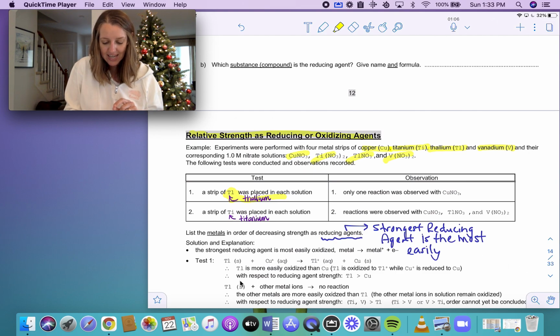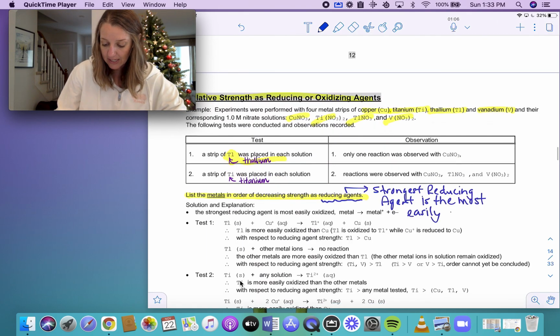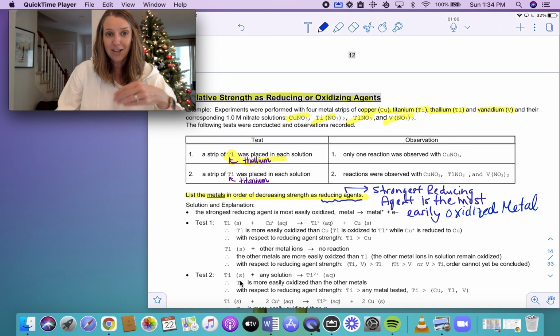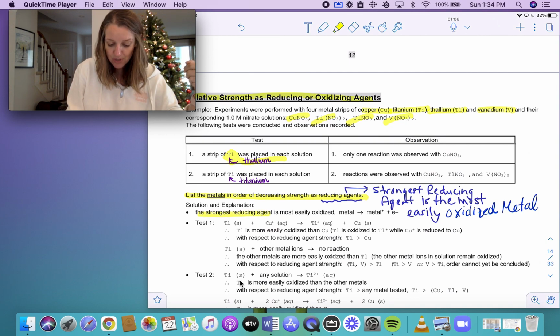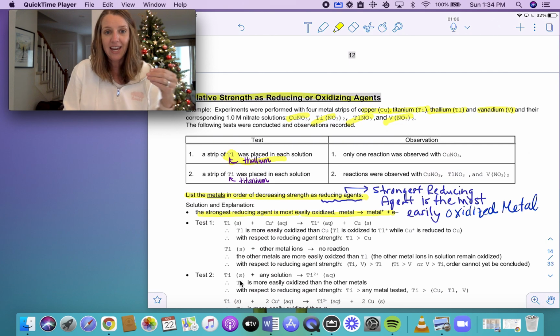What we're trying to get in the end is the strength of these metals from strongest to weakest as reducing agents. So remember, the strongest reducing agent is the most easily oxidized metal, right? So you're looking to see how many times it actually gets oxidized. The one that gets oxidized the most is going to be the strongest reducing agent. So you can see how you can think that through in your head, okay? So again, the strongest reducing agent is the one most easily oxidized. So the metal is going to go to the metal ions and electrons.